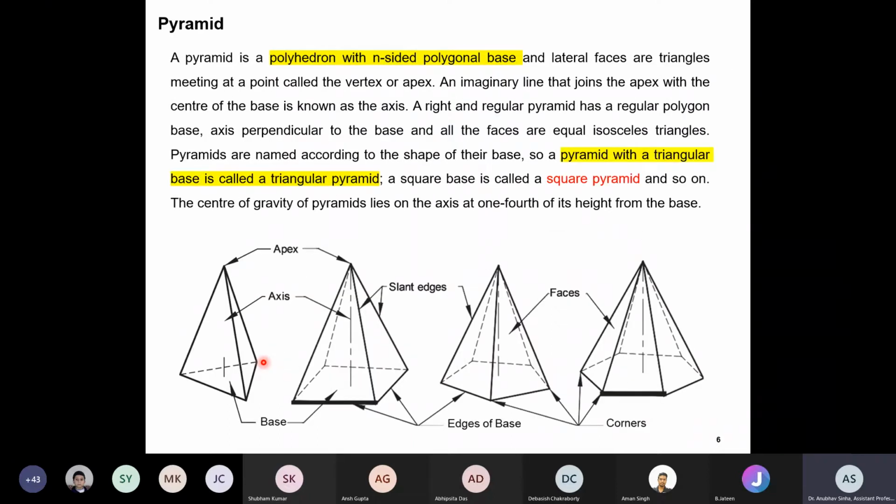Similarly, we have another solid which is called a pyramid. Again, the base is a polygon. It could be a triangle, square, pentagon, or anything, but the sides are triangles. For all these examples, you see these sides are triangles, and we finally get one apex, and an axis of symmetry will be there. Axis, base. These are some standard features which I'm not going into much detail about, but you can have a look at those slides.